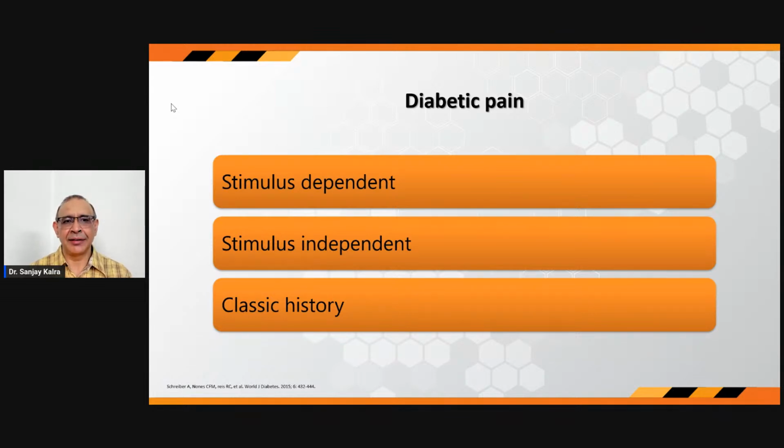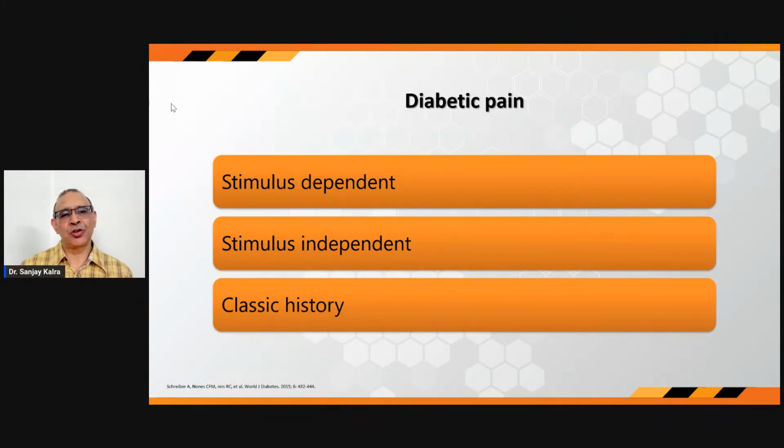In persons with diabetes, pain can be stimulus dependent. For example, I touch the patient and the patient has pain. That's a stimulus. The patient moves his or her limb and then has pain. That's a stimulus. Pain can also be stimulus independent. Nothing happened. The patient did not move her limb. She did not move her joint. No one touched her. Still there is pain. It's coming from inside. So stimulus dependent pain and stimulus independent pain are important aspects of history taking.